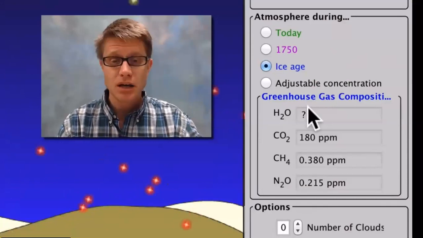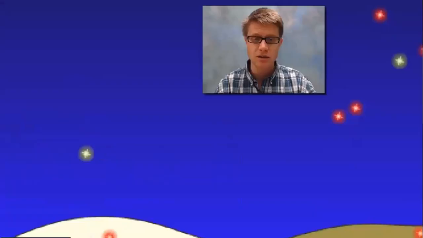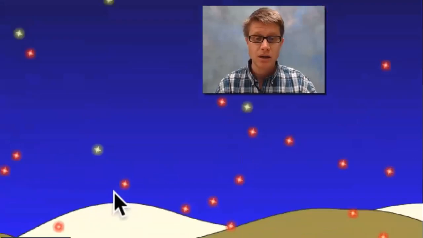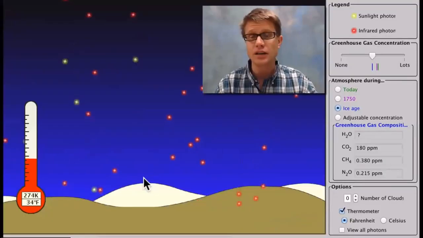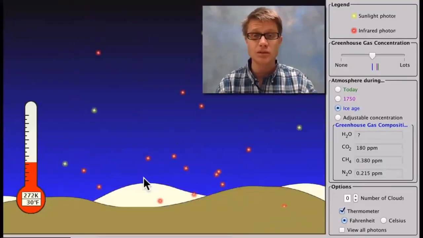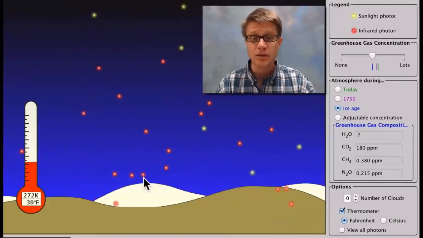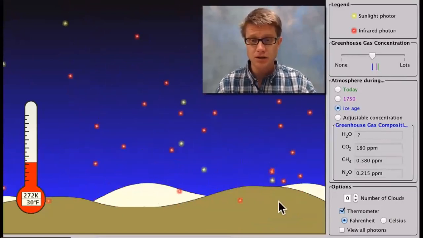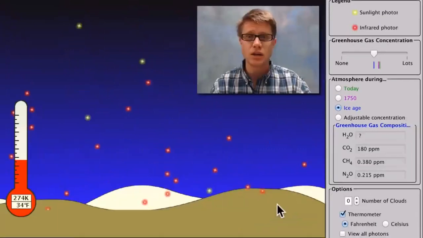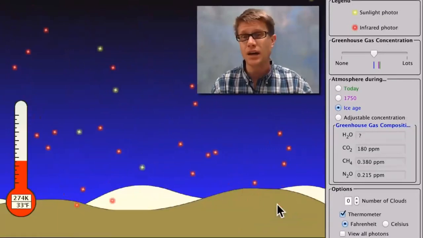And so what did it look like back then? We had a lot more ice for sure. And so watch what happens as a visible photon hits the ice. It just bounces right back again. And so as visible photons hit the ice, it's reflected back into space, so we're not getting that heat energy. If you look at photons then that are hitting the soil, they're being converted into infrared photons, and so we think of that as heat.